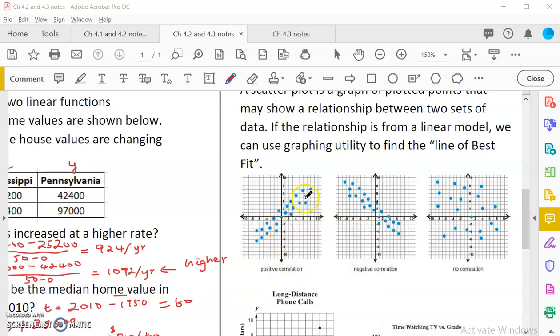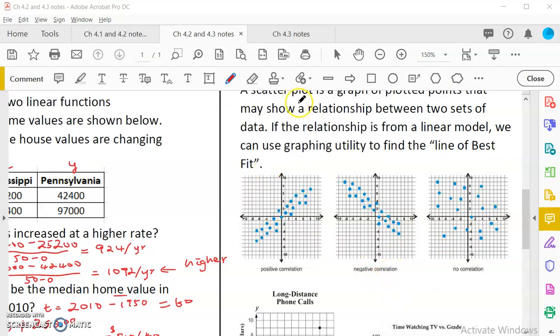When the line that they trend along has a positive slope, we call it a positive correlation. This just means when x increases, y also increases. X affects y to increase. Negative correlation would be when the trend line has a negative slope. That means when x increases, y decreases.